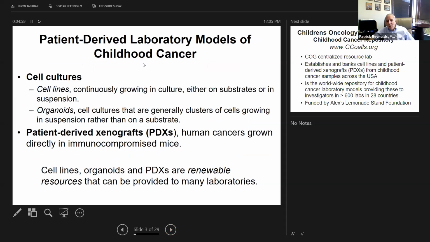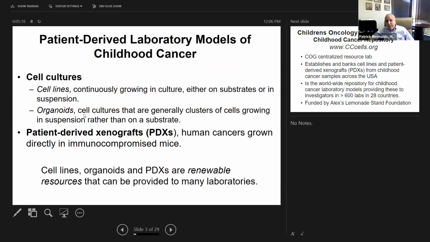And so these patient-derived models, first of all, traditional cell cultures and in the form of cell lines, these growing continuously in culture, either on substrates or in the case of lymphomas and leukemias, and in fact, neuroblastomas to some degree will do this a lot, growing in suspension.